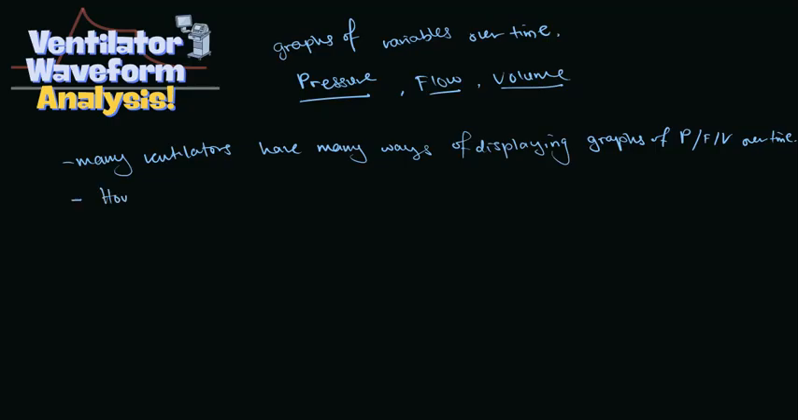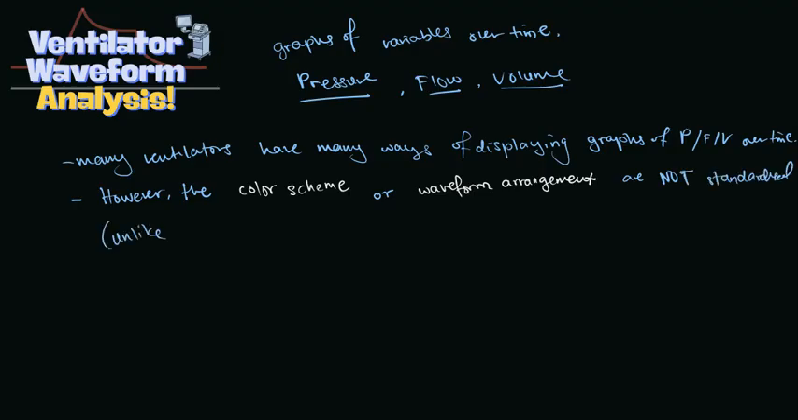Okay, so what is standardized in the ventilator waveform is the shape of the waveforms. Different machines will show you the same shape, and we can interpret it the same way from different machines. But the color scheme and waveform arrangement, these two are not standardized in different machines. So they are completely up to the company's preference on how to display them. Okay, so now that we've covered the basics, let's get into the waveforms. We're going to dissect the anatomy of different waveforms and what they tell you.